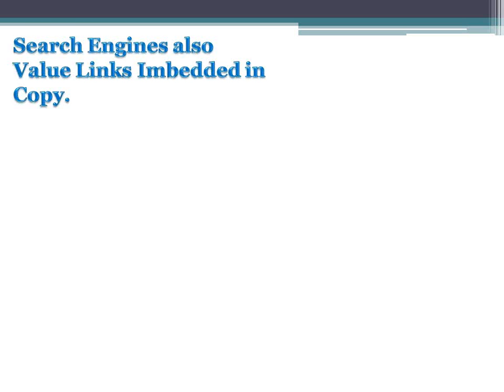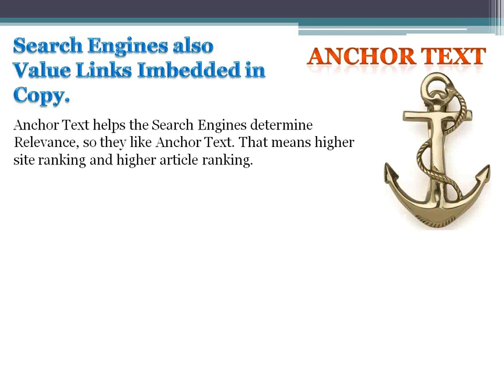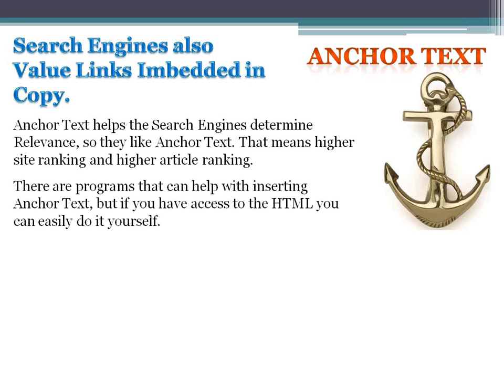Search engines also value links that are embedded in copy, and this is really cool. You call that anchor text. Anchor text helps the search engines determine the relevance of a particular article. So they like anchor text, and basically that means higher site ranking and higher article ranking. Now, there are programs that can help with inserting anchor text, but if you have access to HTML, you can easily do this yourself. And if you self-host a WordPress blog, well, you have access to it. There's a little tab you can click. If you actually build your own websites, you have access to the HTML as well. So you can really take huge advantage of this.